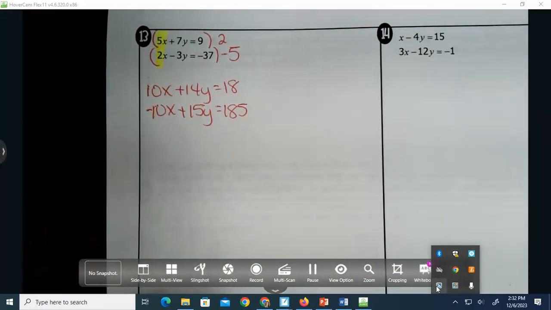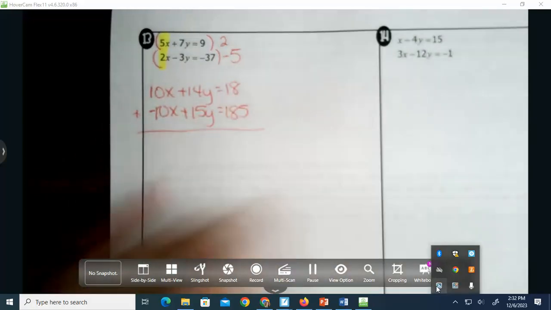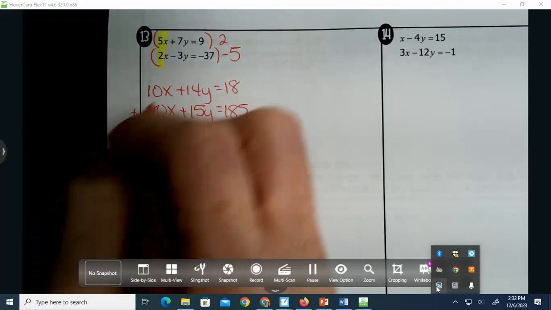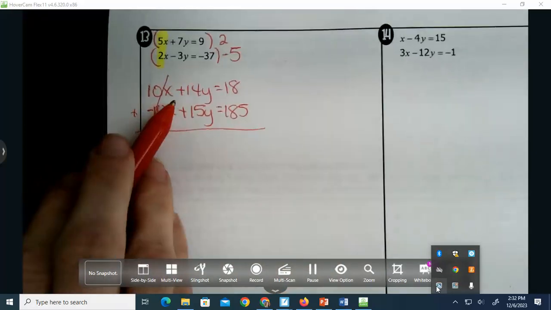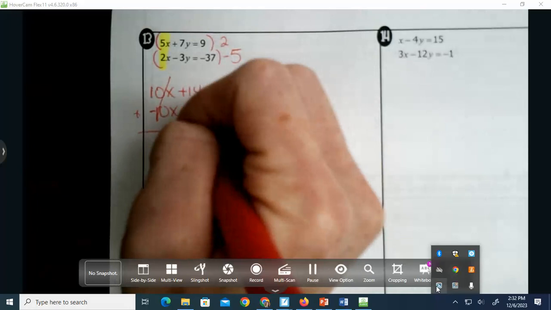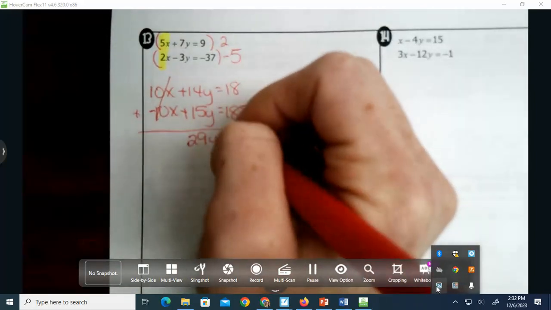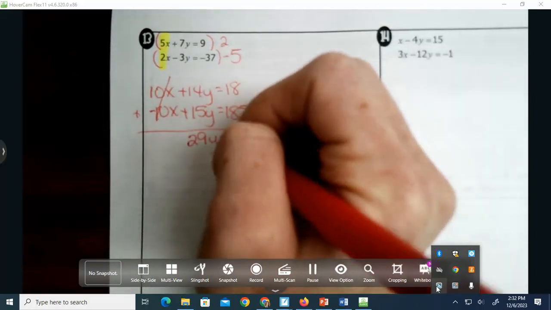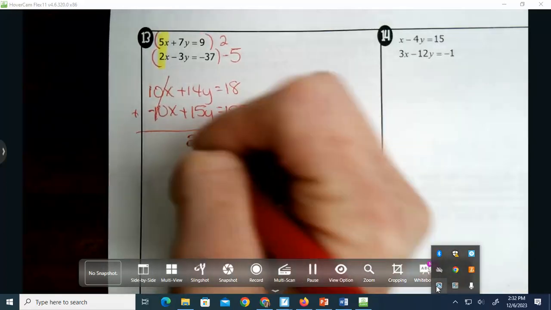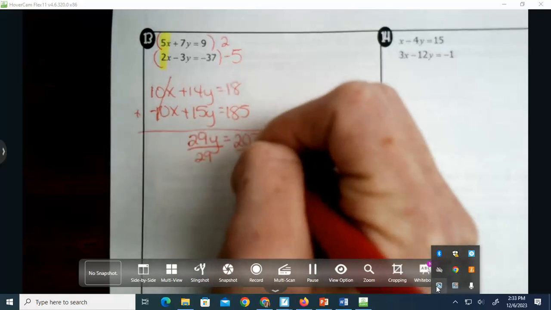All right, so we call it elimination because when I add these equations, we eliminate a variable. 10x and negative 10x cancel. So 14y plus 15y, 29y, equals 185. Divide by 29.